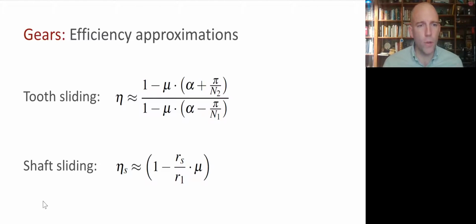When we think about the way that the shaft sliding affects efficiency, again, if we have a really low coefficient of friction, we'll get nearly perfect efficiency. And we'll see that if the shaft radius is really small compared to the gear radius, then again, the second term is going to approach 0, and we'll get near perfect efficiency. So you want, again, a really big gear and small shaft if you're interested in maximizing efficiency.